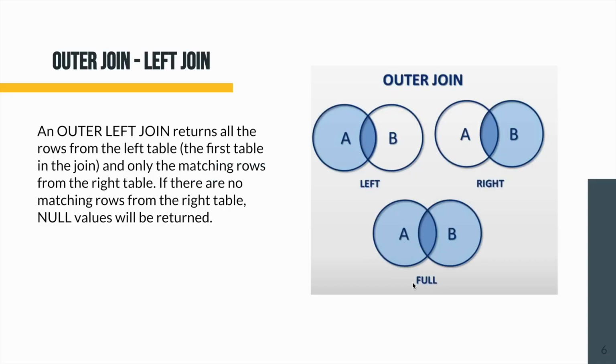For outer join, when we're talking specifically about left join, it returns all the rows from the left table, and that's your table 1, and only the matching rows from table 2, or the right table. And if there are no matching rows from the right table, then the null value will be returned. Left and right joins are very similar, it's just that the ordering of the tables is different.